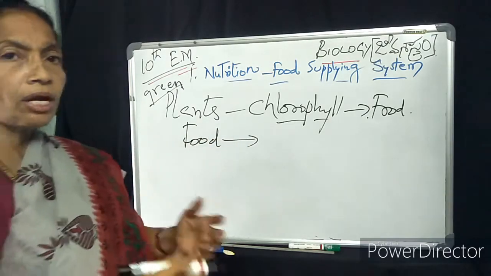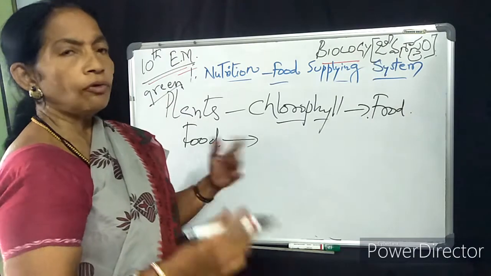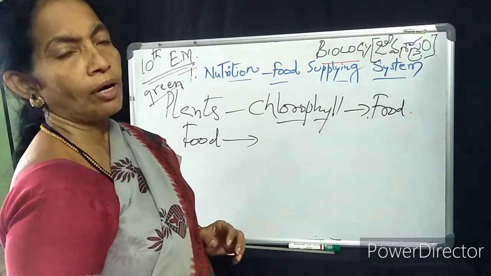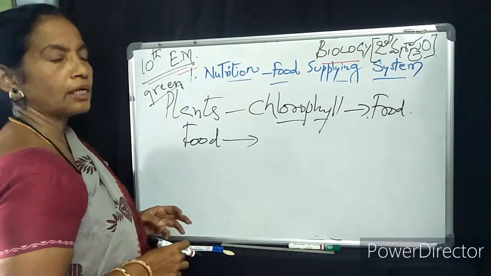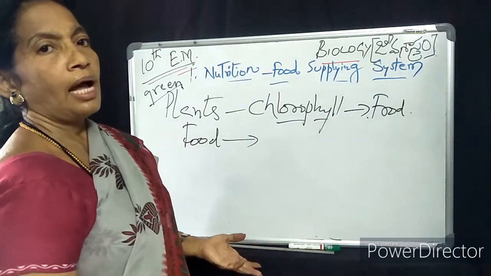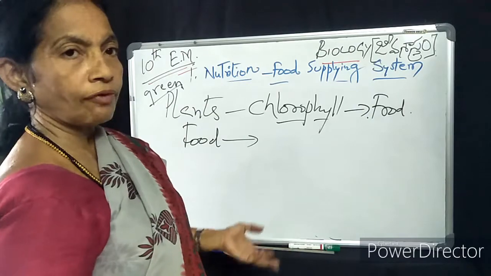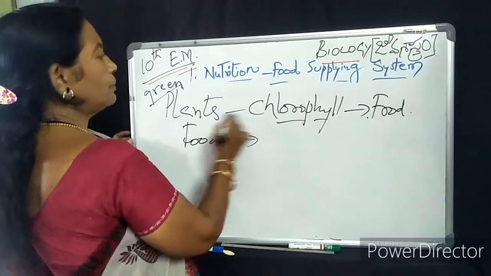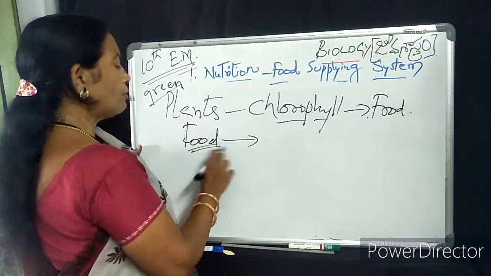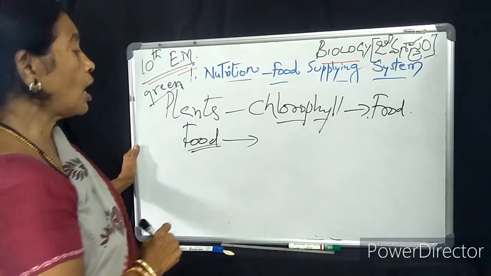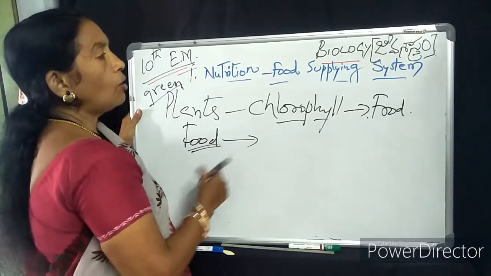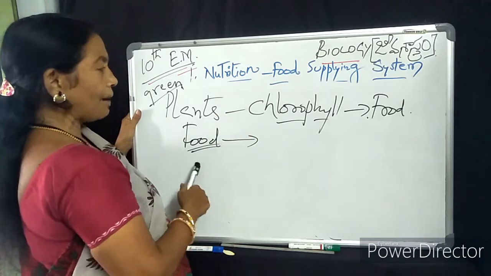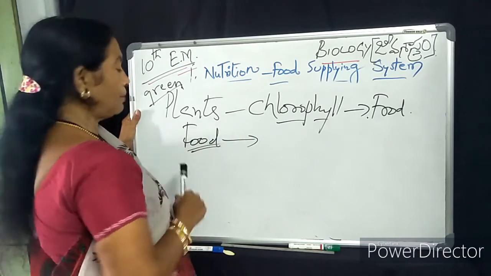They have to synthesize food. They do not cook their food from outside of their body. They won't take rice, vegetables, or fruits from outside the body. That means from nature, they have to prepare their own food. So how do they synthesize food? How does nutrition happen in plants?